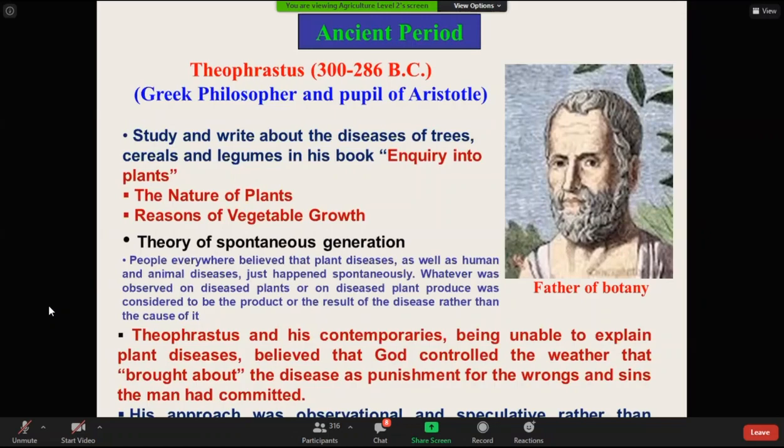Who is the father of botany? Theophrastus. Why? So for the Nature of Plants book, he wrote 2 important books.